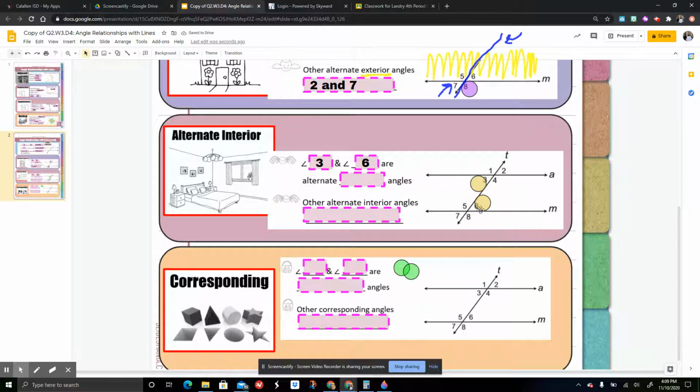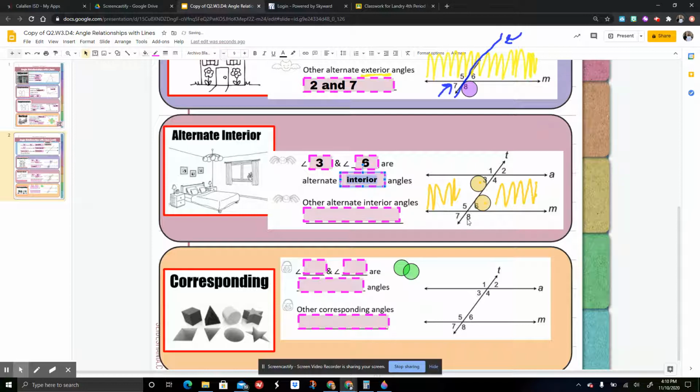And just like exterior meant outside of the parallel lines, interior still means inside the parallel lines. So 3 and 6 are both inside the parallel lines, but they're alternate, they're on opposite sides of the transversal. So the other pair of alternate interior, we can fill that in, alternate interior, and we will resize to fit real quick.